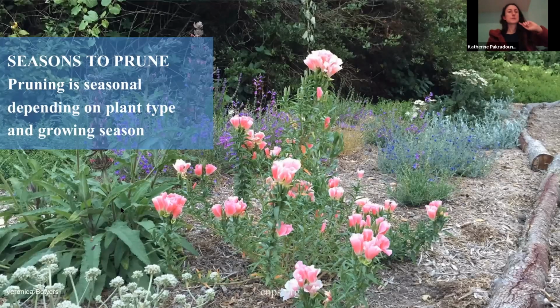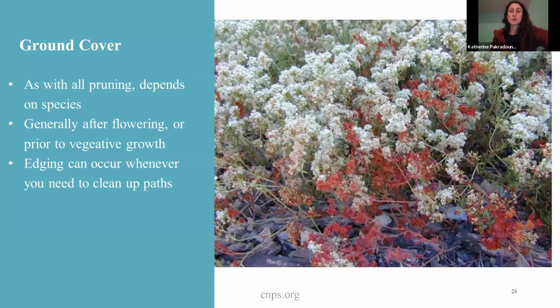Seasons to prune. Pruning is seasonal depending on the plant type and the growing season. So ground covers, it obviously depends on species, but generally after flowering and prior to vegetative growth. That's misspelled, apologies, I did not correct that. Edging can be anytime you need to clean up the pathways, but also keep in mind things like nesting season and wildlife benefit. If you're cutting off active flowers, those are things that will affect your timing as well.